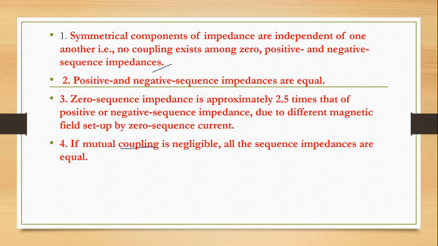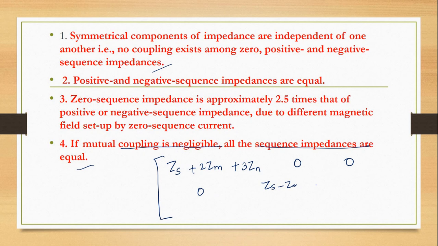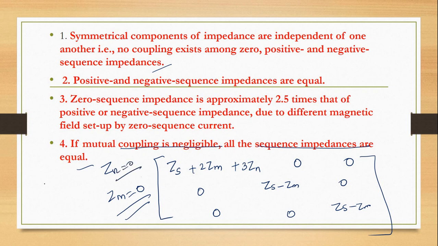Fourth point, if mutual coupling is negligible, all the sequence impedances are equal. So the first one is Zs plus 2Zm plus 3Zn, 0, 0, Zs minus Zm, 0, 0, 0, Zs minus Zm. For example, if there is no mutual coupling, that is Zm equal to 0, and ground impedance is 0, we get what answer? Zs, 0, 0, 0, Zs, 0, 0, 0, Zs. That's all.